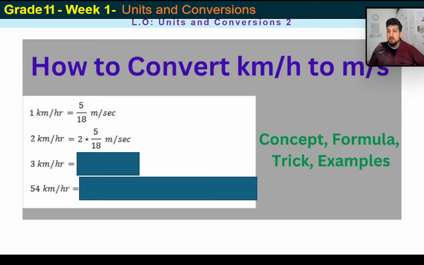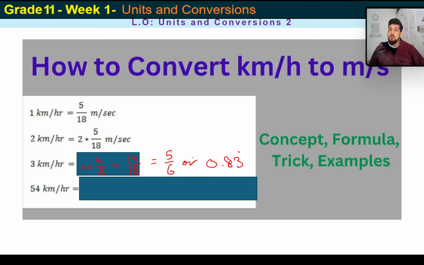Let's move on. So here's some examples. I want you to pause the video and do them. 1 kilometer equals 5 over 18. 2 kilometers equals 2 times 5 over 18. 3 kilometers equals 3 times 5 over 18. Everybody should be able to do this by now. And then you can actually do it, which will be 15 over 18, which is equal to 5 over 6, or you can even do it as a decimal, 0.83.